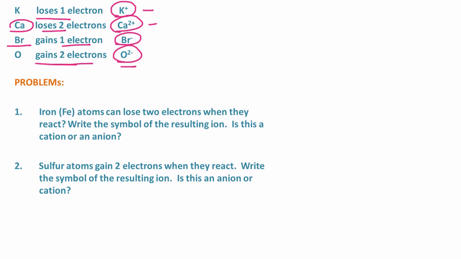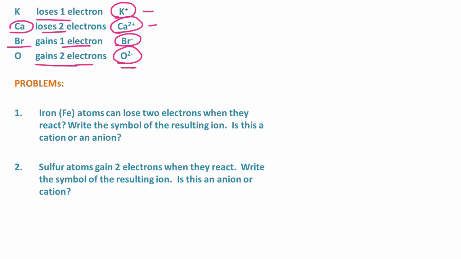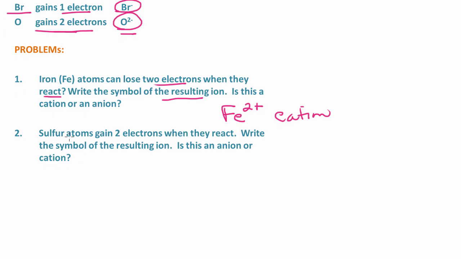Let's take a look at these problems. Here we're told that iron atoms can lose 2 electrons when they react. Write the symbol of the resulting ion. Is this a cation or an anion? If iron loses 2 electrons, then it's going to have a +2 charge. This is a cation. Remember, cations are positively charged ions.